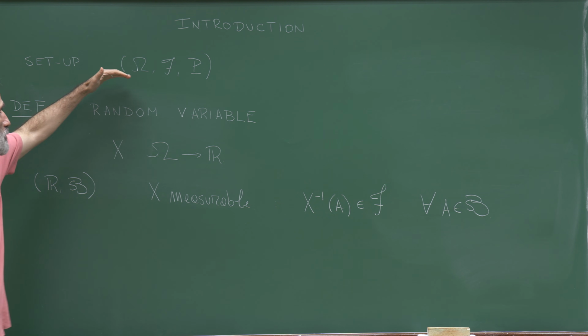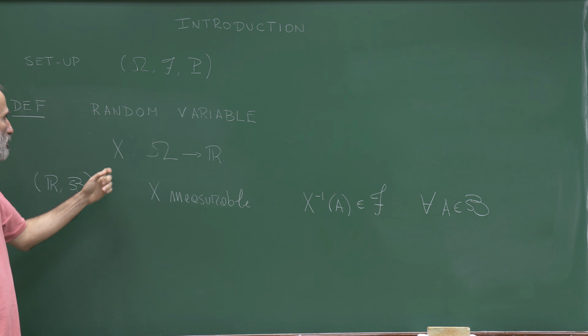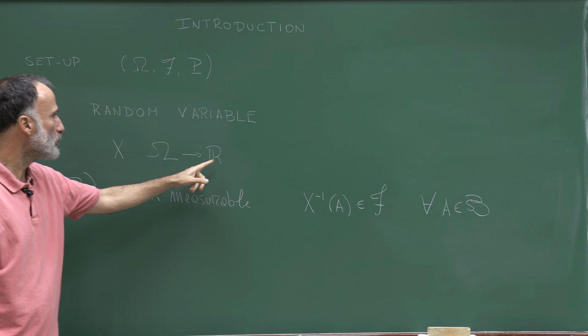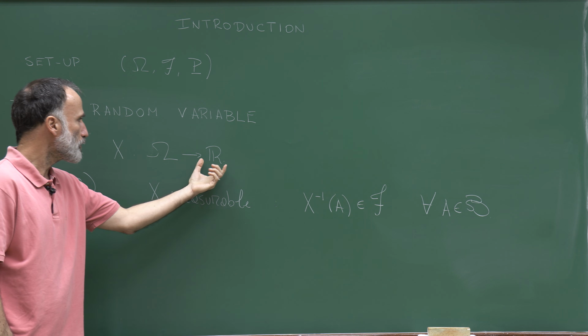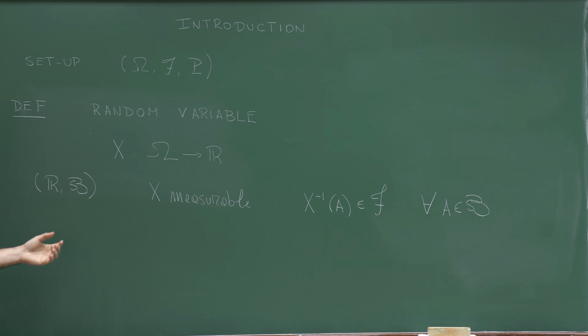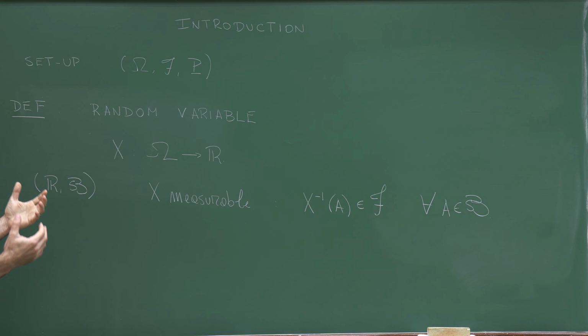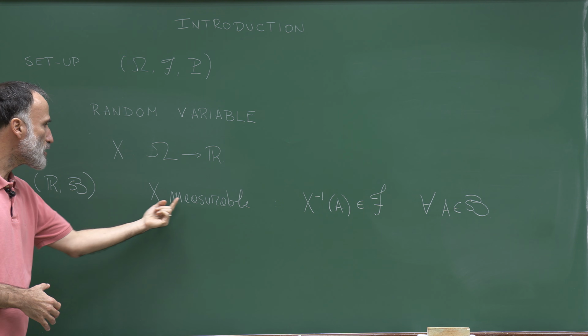So now on this space we will define what's called a random variable. A random variable will be a function X from omega to R, and the space R we will endow with the Borel sigma algebra. So B will represent this sigma algebra, which is the smallest sigma algebra which contains the open sets of R. And a random variable in this course will mean simply a measurable function.